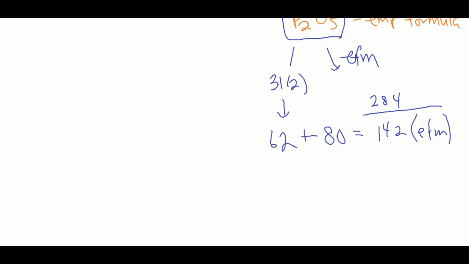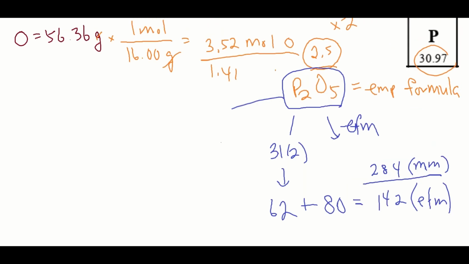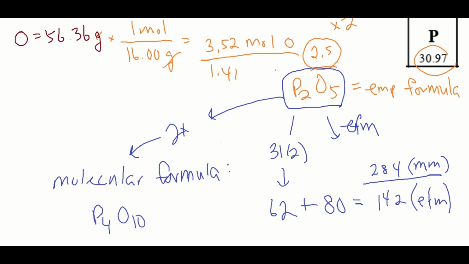So the empirical formula mass will always go into the molar mass a whole number of times, because that's what the molecular formula is, a whole number multiple of the empirical formula. So the molecular formula is 2 times the empirical formula. Not always, but in this problem. P4O10.